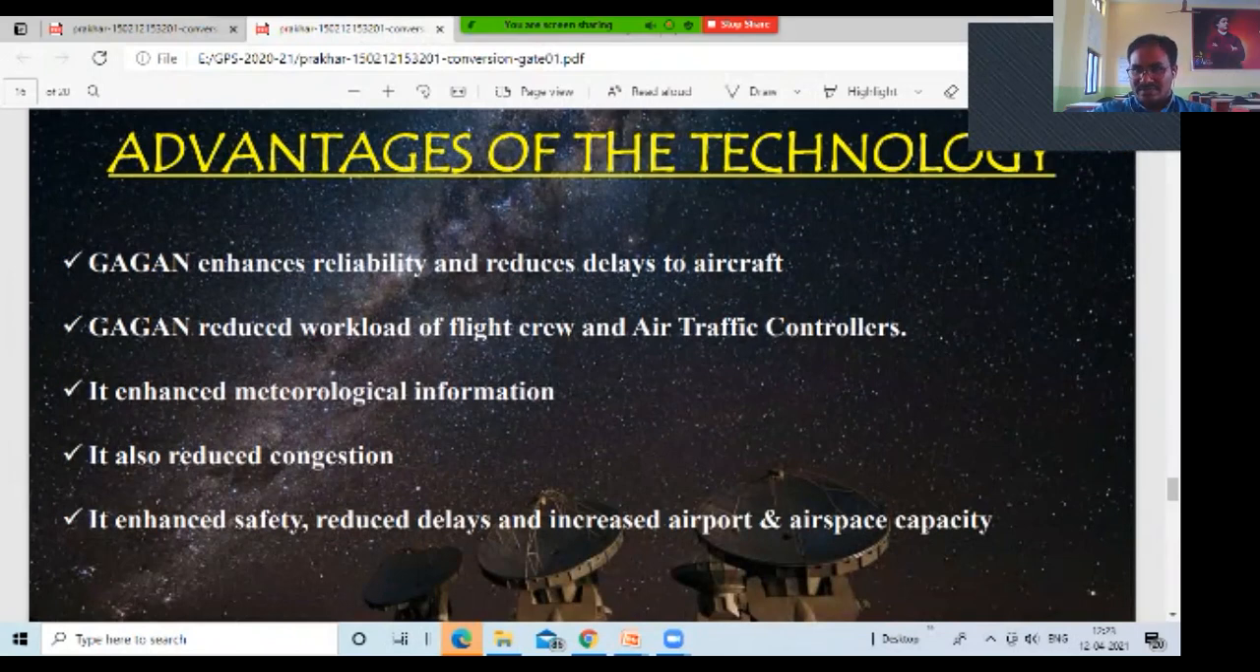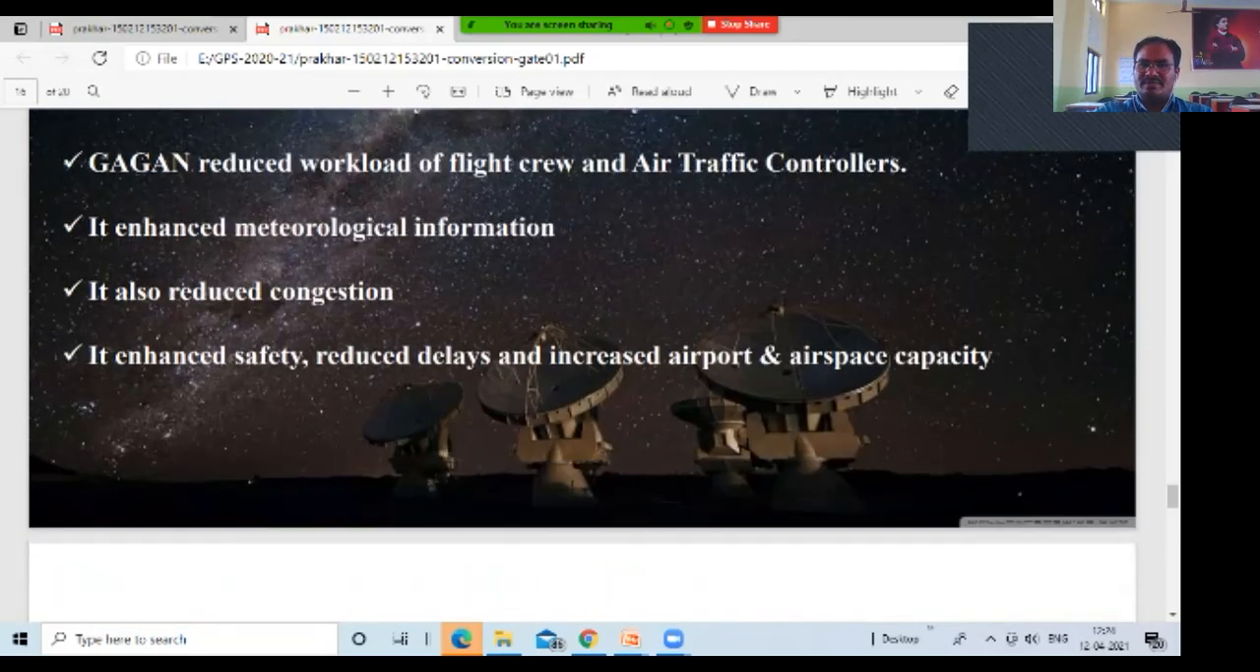And it also reduces the congestion. Of course, obviously, when traffic control is done appropriately, there is no question of congestion. And it enhances the safety, reduces the delays, and increases the airport and airspace capacity. When all these things are done perfectly, the airport and airspace capacity will obviously improve, because more flights can be tracked perfectly.